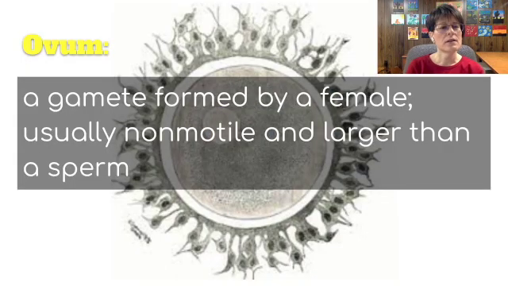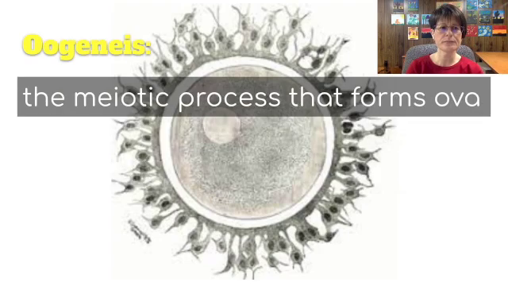The other type of cell that is formed, the other heterogamete, is an ovum. This is a gamete formed by a female, usually non-motile and larger than a sperm. If the ovum moves, it's outside structures that move it. And the process is called oogenesis. This is the meiotic process that forms ova. So ovum is singular, ova is plural.